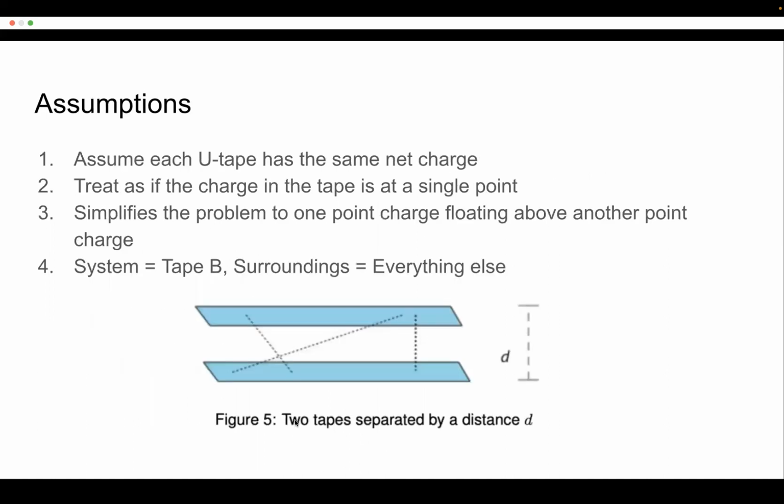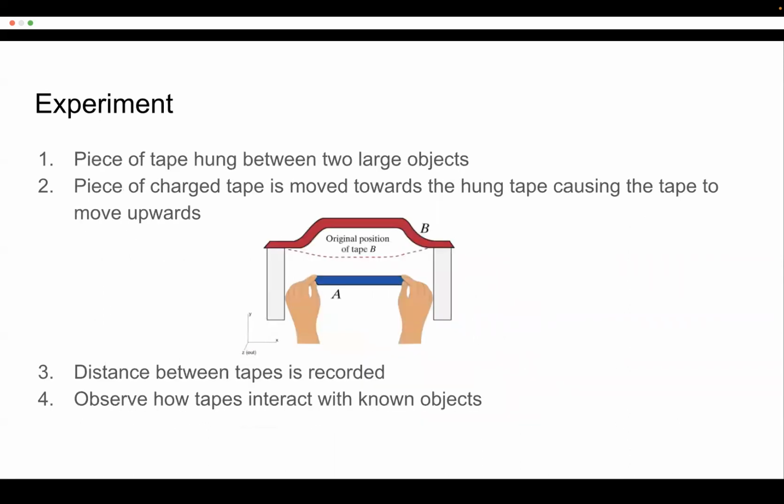Some of the fundamental assumptions we made were that we assumed each piece of tape has the same net charge. We treated it as if the charge in the tape is at a single point. It also simplifies the problem to one point charge floating above another point charge. We also have the system equals tape B, and the surroundings equal everything else. And as you can see by the diagram, the two tapes are separated by a distance that we calculated.